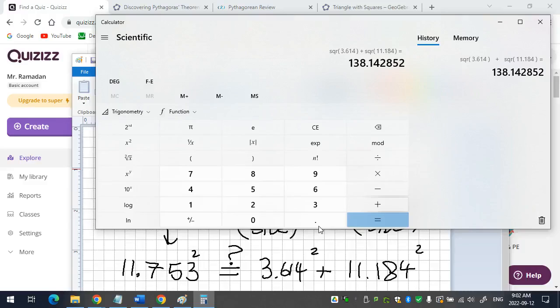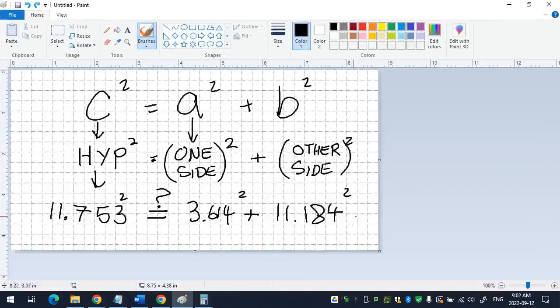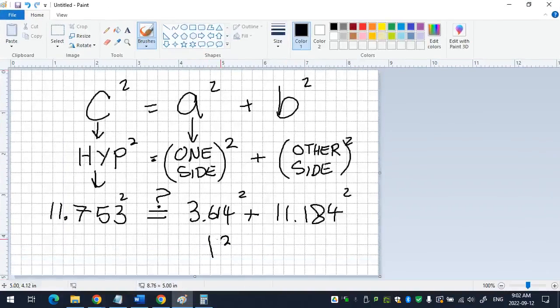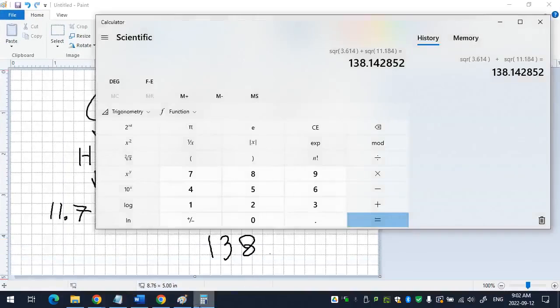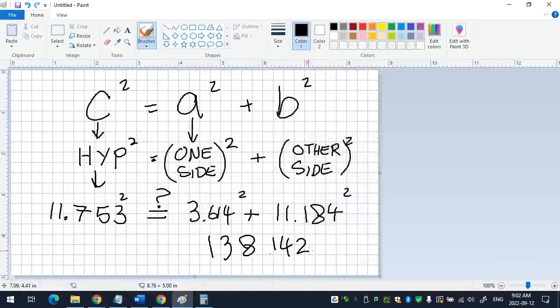So let's write that: 138.142852. So I'm just gonna write it here. 138. What again? 142852. Okay. Let's see. By the way, if you ever see this symbol, everyone, an equal sign with a question mark, it means I'm trying to see if the equation is true. I'm hoping it is, but I'm just checking.